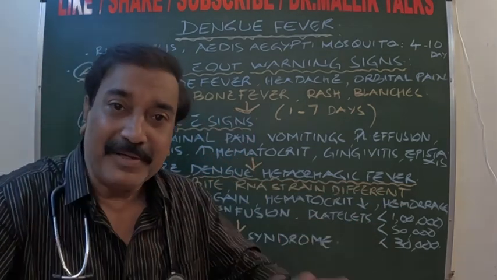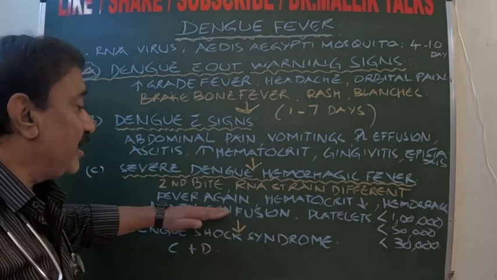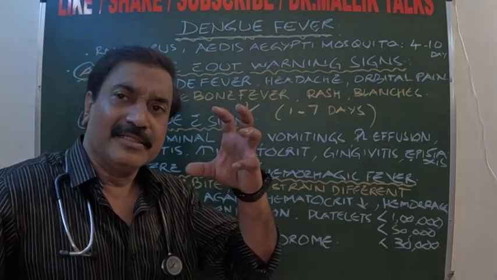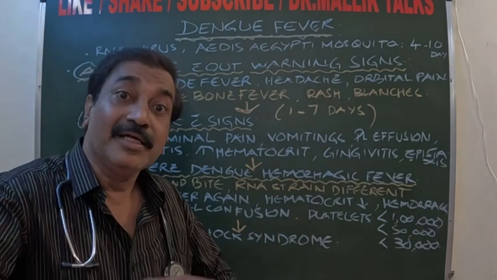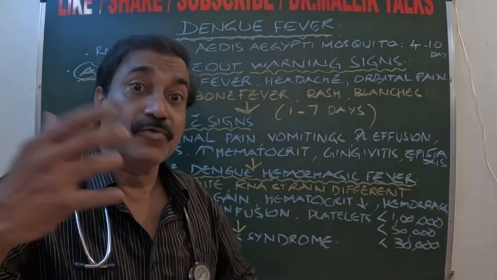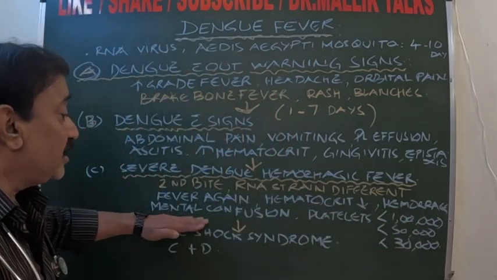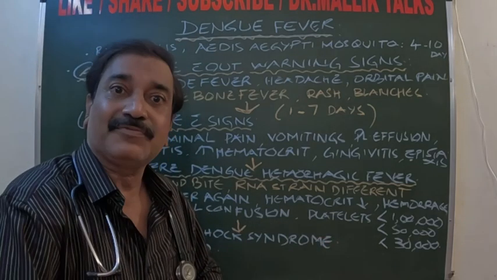There will be bleeding inside. Fever again shoots up. The hematocrit, the RBCs, all the blood cells, the hemoglobin, everything starts falling because there is bleeding inside. It is not fluid going out, it is blood going out. So there will be hemorrhage, there will be mental confusion. The platelets will come down.